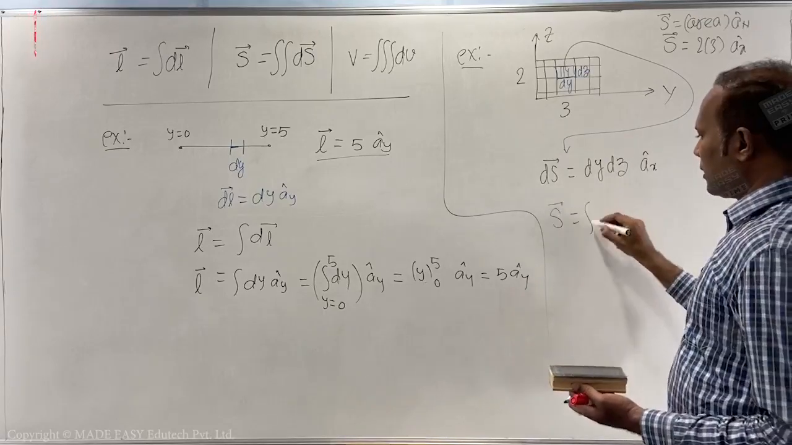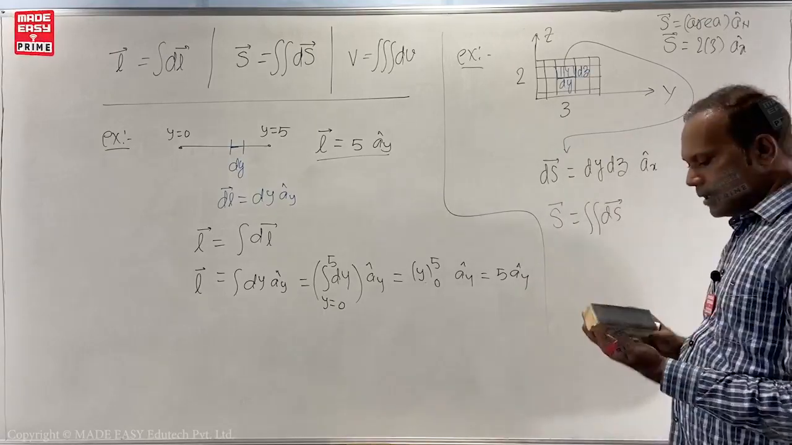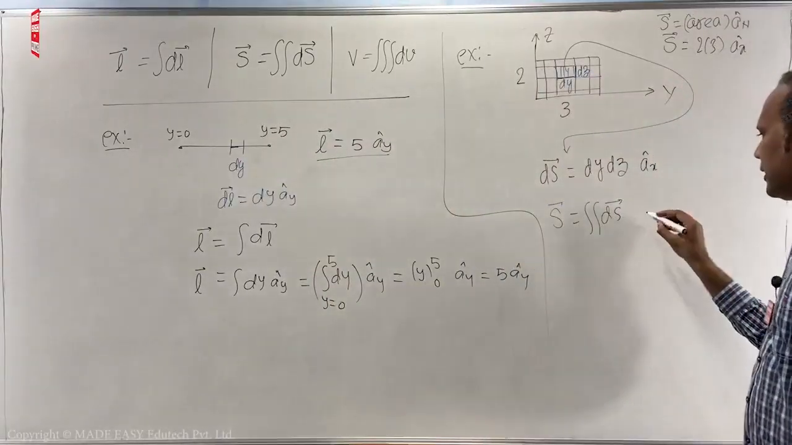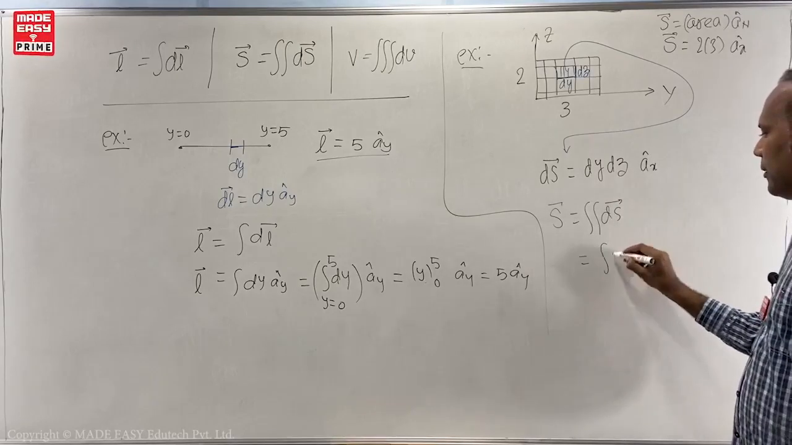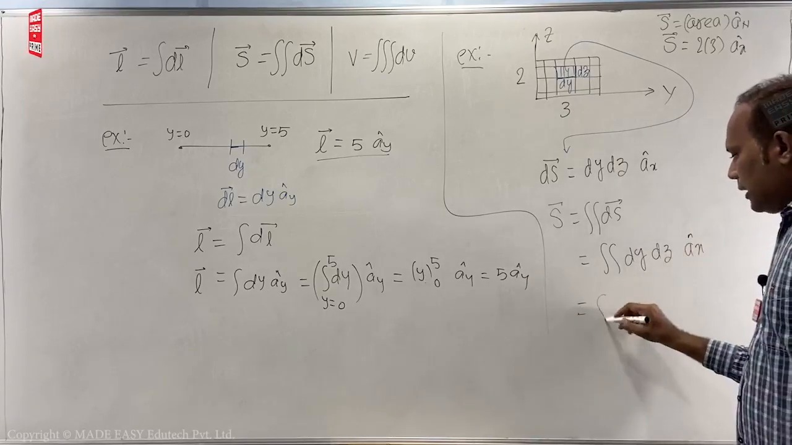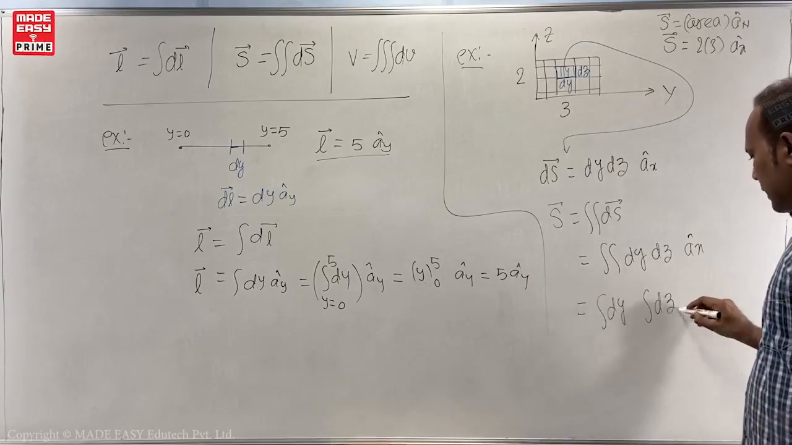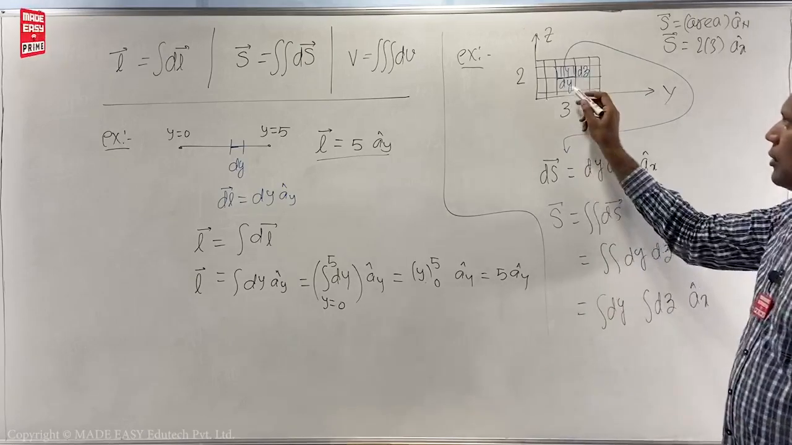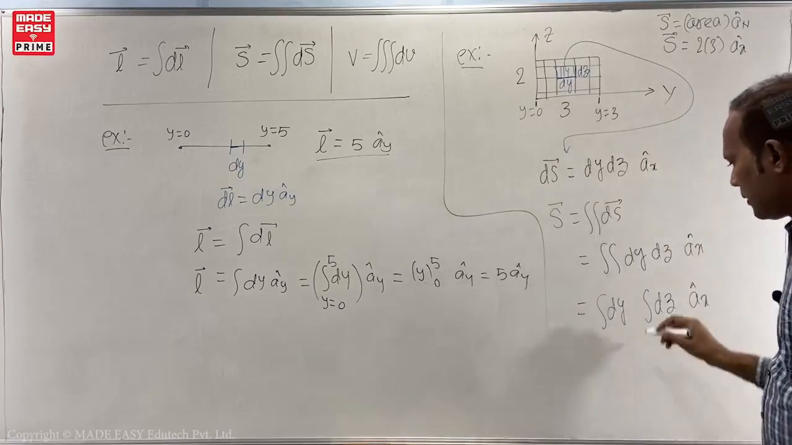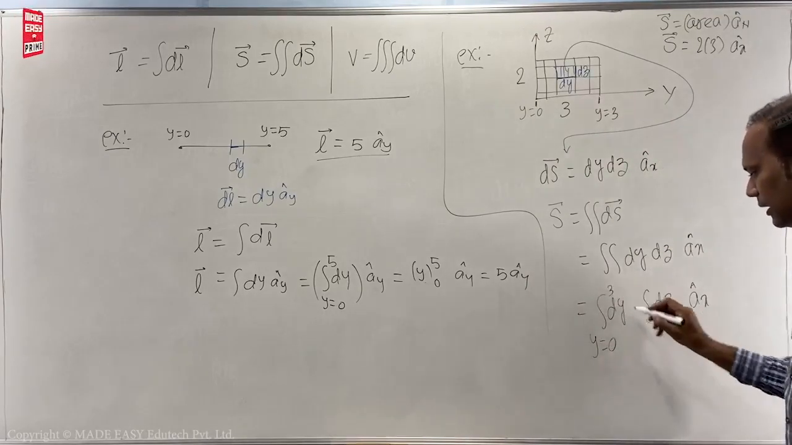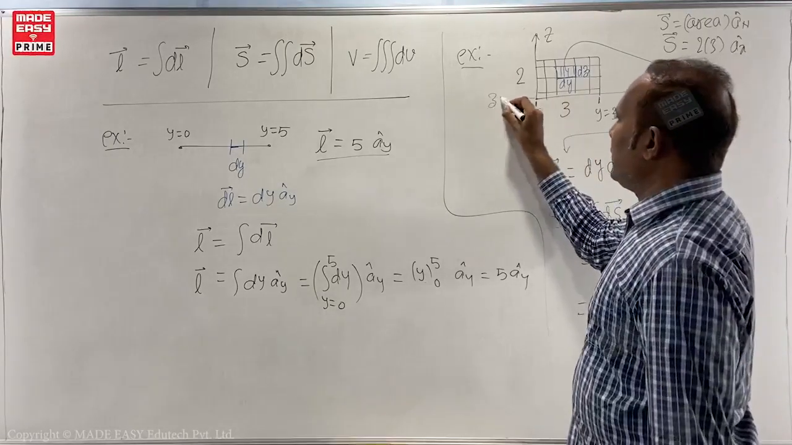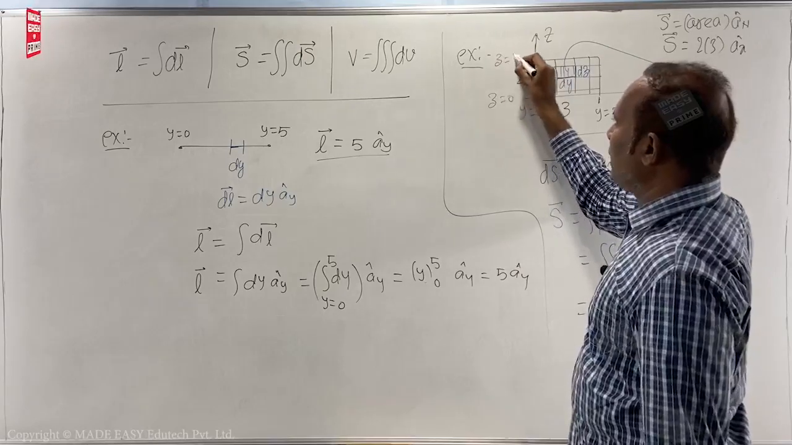Now if you want S bar, so the double integral of ds bar, I was telling this one, total S means the bigger surface, ds means the smaller surface. Now that is equal to the double integral of dy dz Ax cap. So here y varies from y equal to 0 to y equal to 3, so y varies from 0 to 3 and z varies from 0 to 2. Here the z value, the height, is 0, and here the maximum height is 2, actually.